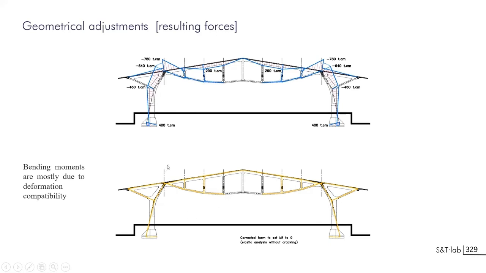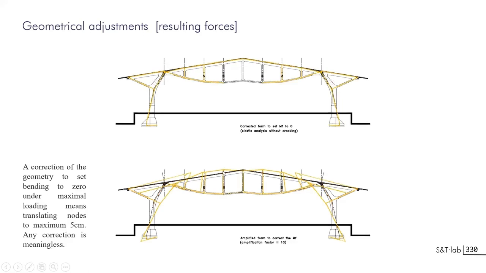So in yellow, you can see the geometry as below, and I have exaggerated the correction of the geometry. Actually, this drawing is made at a scale of 1 centimeter corresponding to 150. And so the correction is maximum 5 centimeters. And if you draw it at scale, 5 centimeters at scale on the drawing corresponds to 1 millimeter. So we cannot adjust the geometry to make this force get to 0. So you have to sustain bending. This is why the system has been led in that way.